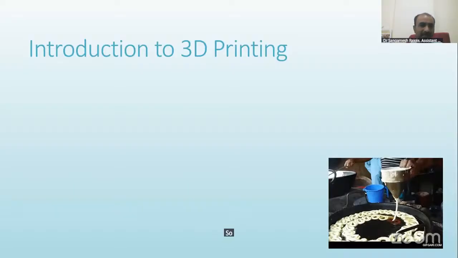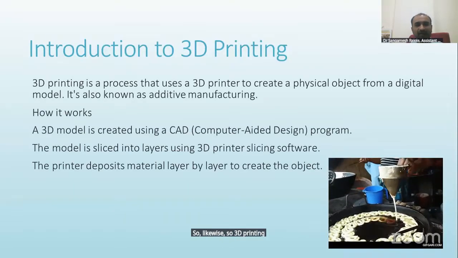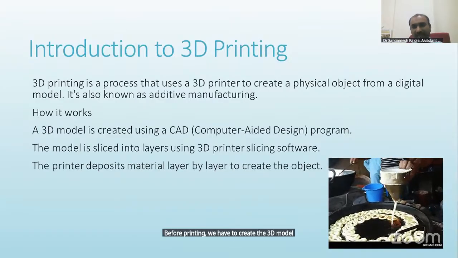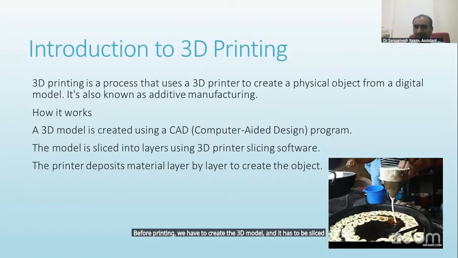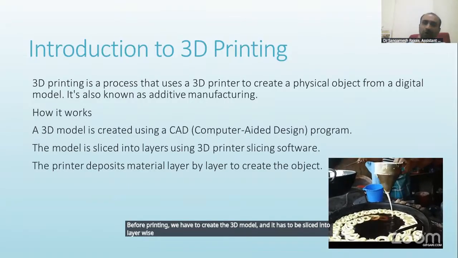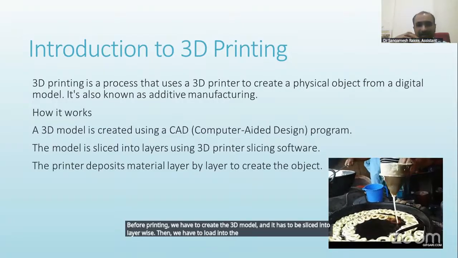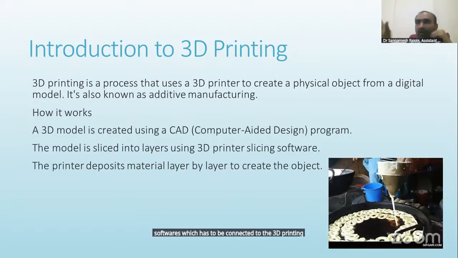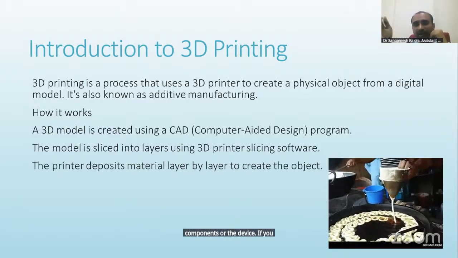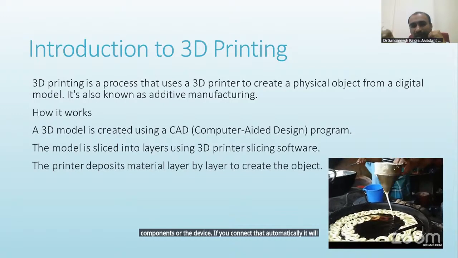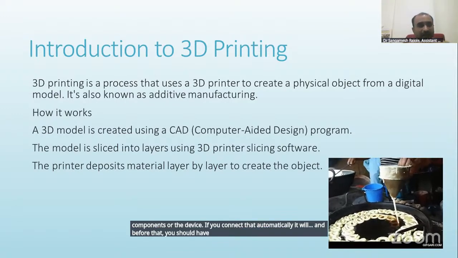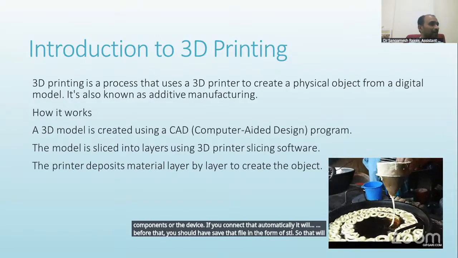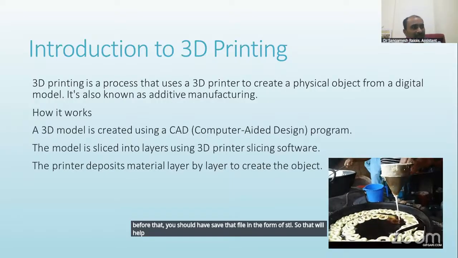Likewise, for 3D printing, before printing, we have to create the 3D model, and it has to be sliced layer-wise. Then we have to load it into the software which has to be connected to the 3D printing device. If you connect that, automatically it will print, and before that you should have saved that file in the form of STL. That will help the printing.